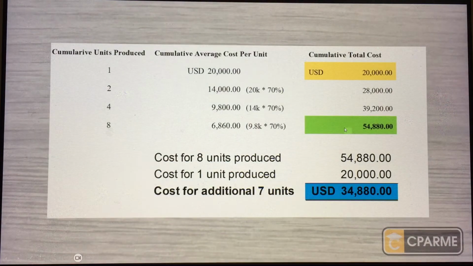Right, guys? We computed earlier that for the 8 units produced, the total cost is 54,880. Meaning, the question being asked is the total cost for the 7 additional propellers. Since 8 units is 54,880 and the cost for 1 unit is 20,000, we just need to deduct 20,000 from 54,880, then we get the cost for the 7 propellers.